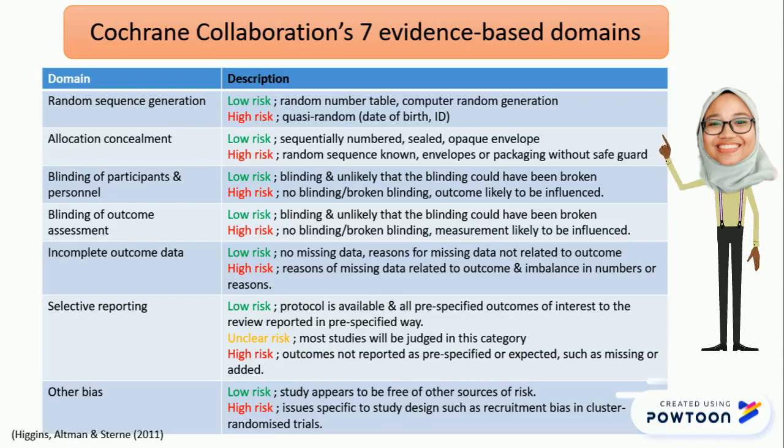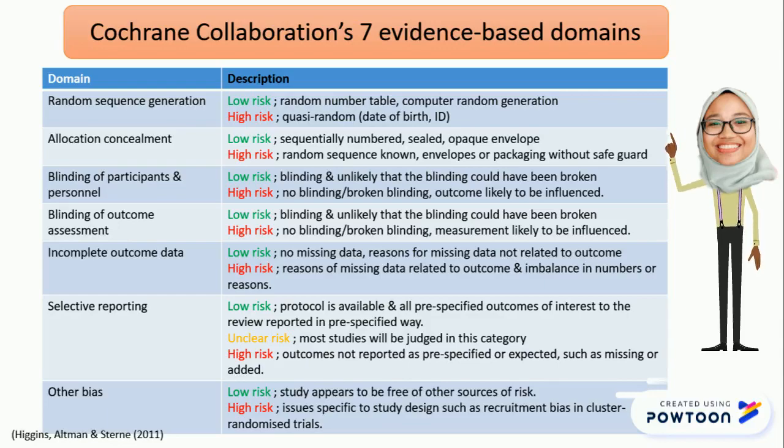The first domain is random sequence generation. There is low risk of bias if the researcher uses a random number table or computer random generation to allocate the subjects into groups. But if they allocate the subjects by using quasi-random methods such as date of birth or ID number of the subjects, it is considered as having high risk of bias.